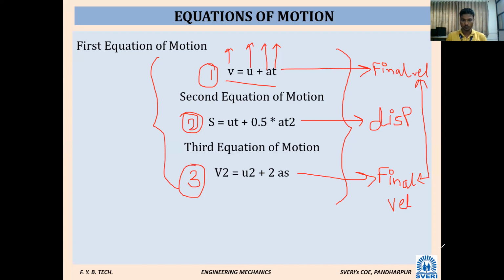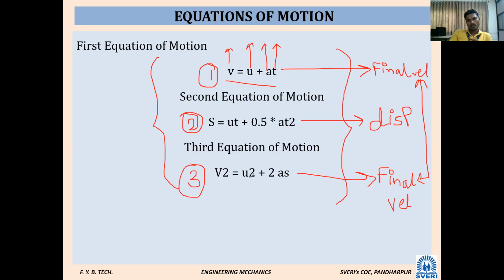V square is equal to u square plus 2as. Why is it given in terms of final velocity again? Then what will be the difference between first equation and third equation? If at all we are getting final velocity in both the equations, then what is the difference? Given data. In first equation, time is given.